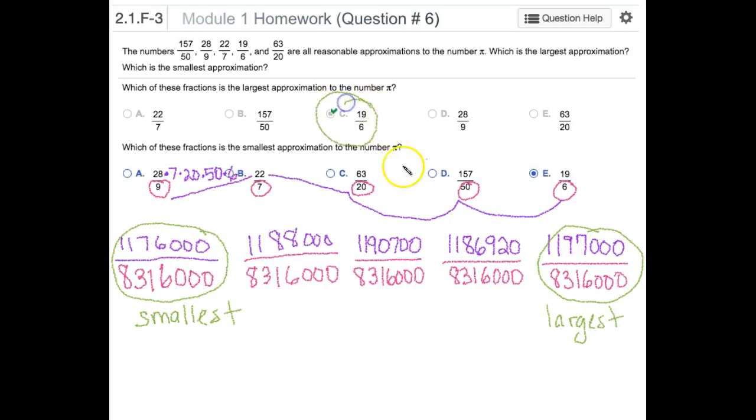So it looks like the student had that one correct. That is the largest approximation, and we would answer A for the smallest approximation.